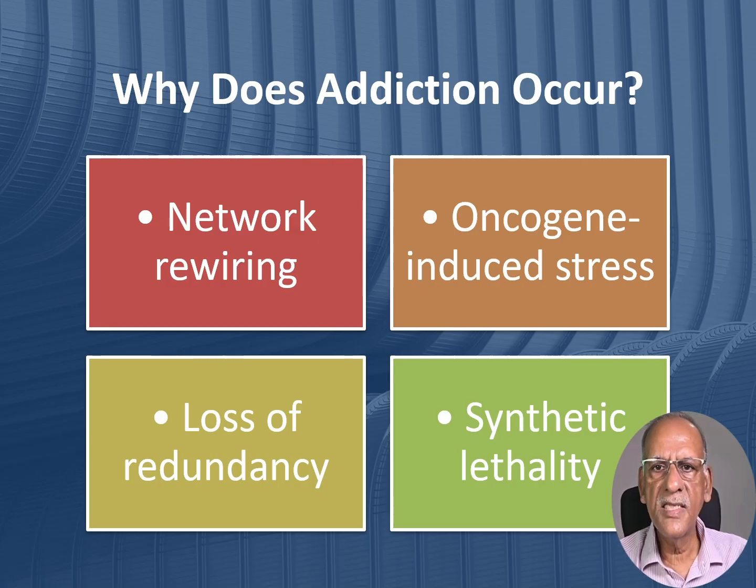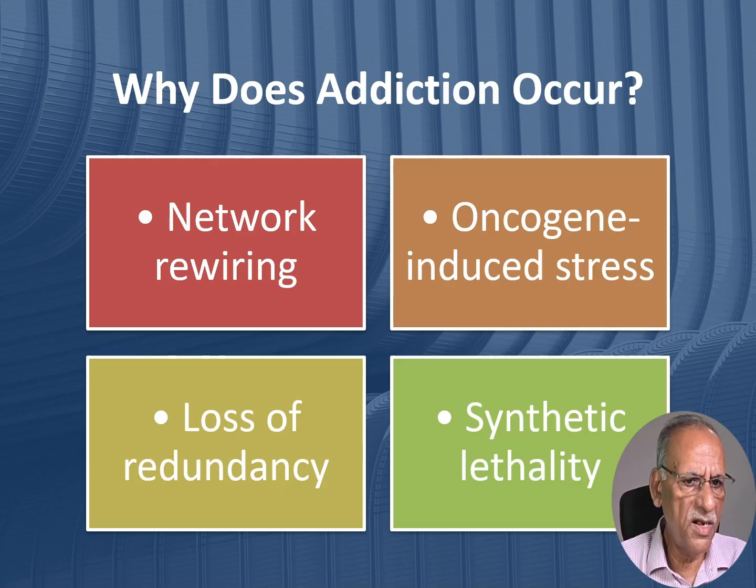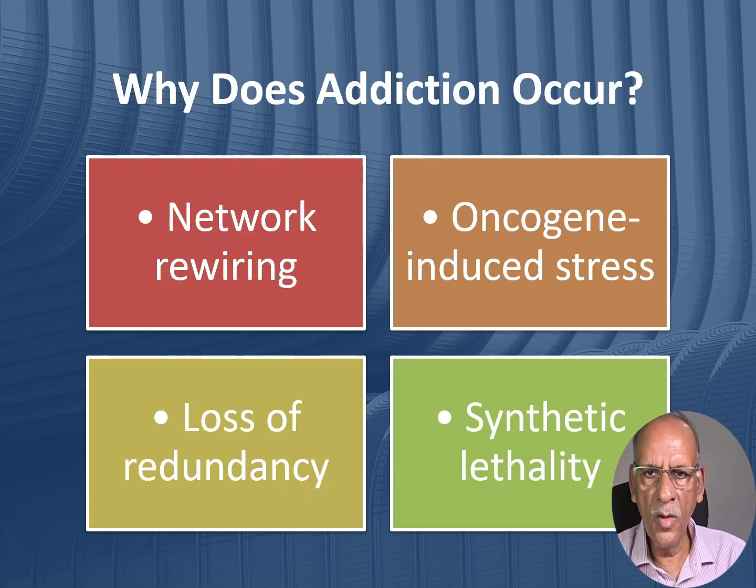Now, why does this kind of addiction occur in cancer cells? There can be several reasons. It may be due to the oncogenic network being rewired on oncogene-induced stress, or it may even be due to loss of redundancy. As you know, one gene may be compensated by other genes, but if that kind of mechanism is lost, then the cancer cells become addicted to one oncogene.